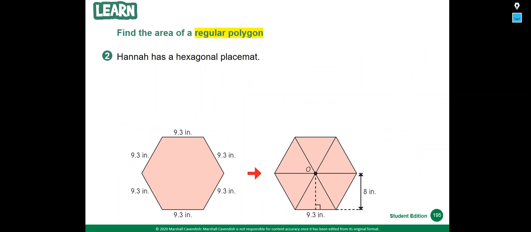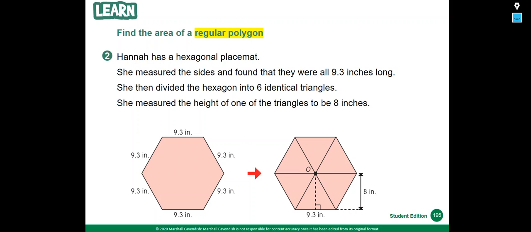Okay, so same thing exists here. Same concept, dividing the hexagon into 6 pieces and finding the area of one of those pieces and then multiplying that by 6. So as you can see, your base here is 9.3, your height is 8. Just like the last one, find the center. Draw the lines out to the vertexes or the corners. Then that's going to give you your 6 pieces.